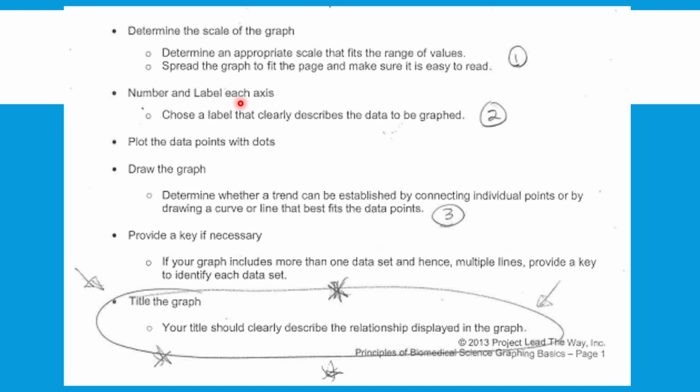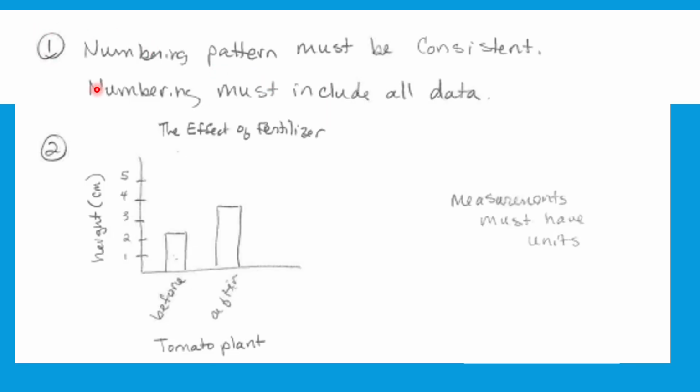All right, so back on the front, and now we're at this part right here. Number and label each axis. Choose a label that clearly describes the data to be graphed. So you have to make sure that your labels are explaining what information you have, what those numbers mean. So put a number 2 next to this one. Then we're turning back to the back of the worksheet. We have number 1 all the way at the top. We're going to put number 2 right underneath it. So we've already done number 1. So this is number 2.